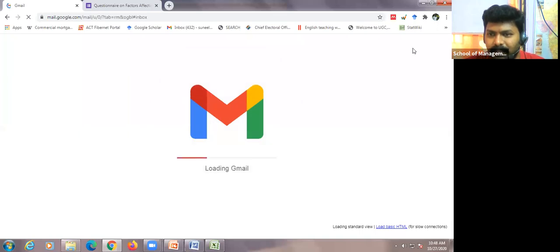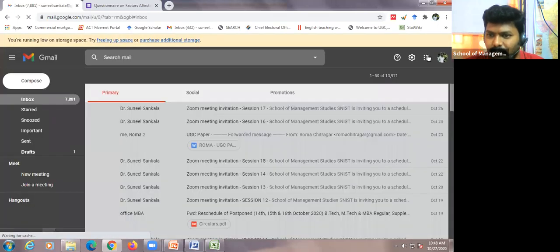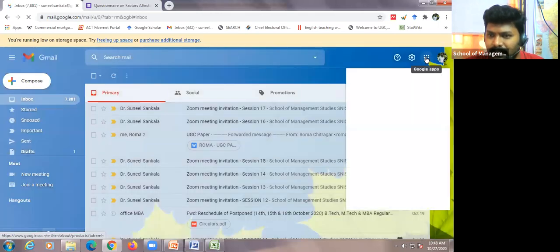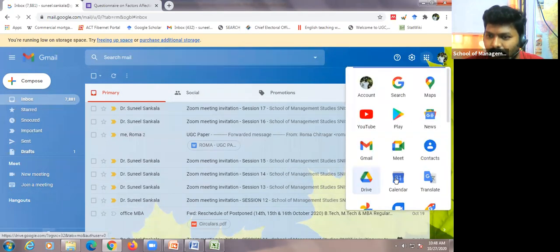You simply have to go to your mail. Once you go there, in the right side corner you will see 9 dots. Identify that at the extreme upper right side. Once you click there, you will get various Google apps which are there in your Google mail. In that you will find Google Docs.